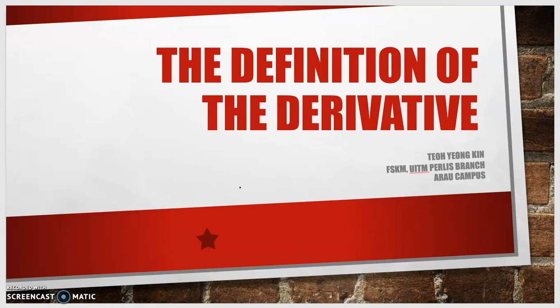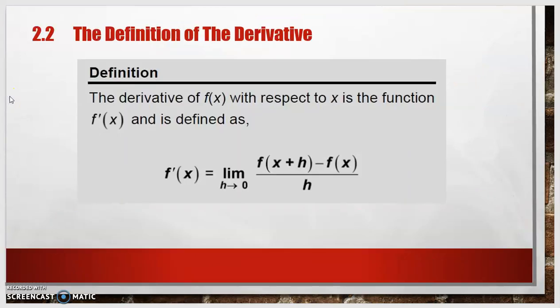In this video, we will look at the definition of the derivative. Here is the definition of the derivative. The derivative of f(x) with respect to x is the function f prime x, known as f prime x, and is defined as: f prime x equals the limit as h approaches 0 of f(x plus h) minus f(x) over h. This is the formula or the definition that we're going to use when the question mentions the definition of derivative.